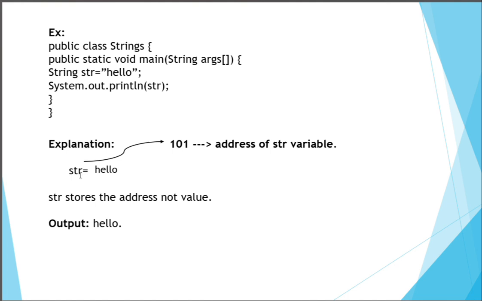So the str variable stores this address of the memory, not the value. This address is 101. This 101 is stored in the str variable. Whenever we try to print the str variable, the compiler goes and checks this address, and the value inside this address is printed. Inside this address the value is hello. str stores the address, not the value. The output is hello. This is the data types concept. Thank you.